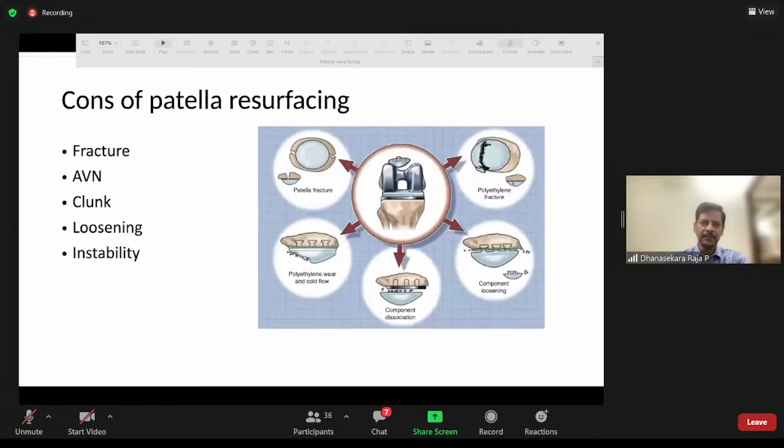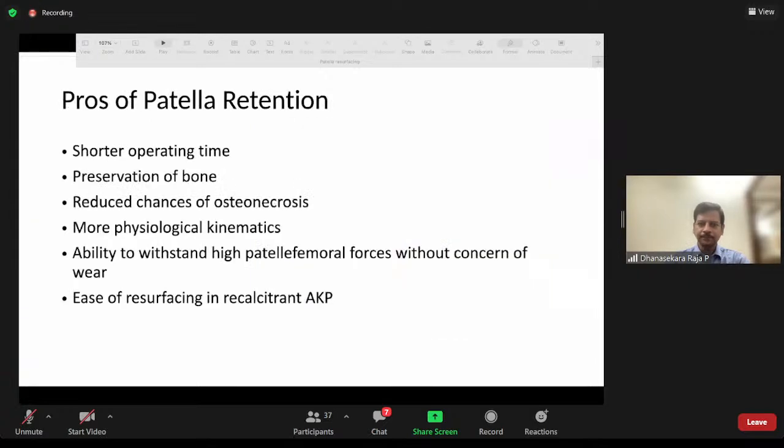The cons for patellar resurfacing: there's a slightly increased risk of patellar fracture. The polyethylene also can get loosened, and there is a chance of avascular necrosis. And post-patellar resurfacing, with PS type of designs, there is a chance of patellar clunk because of the formation of a fibrous nodule on the superior aspect of the patella, then loosening of the patellar implant and instability.